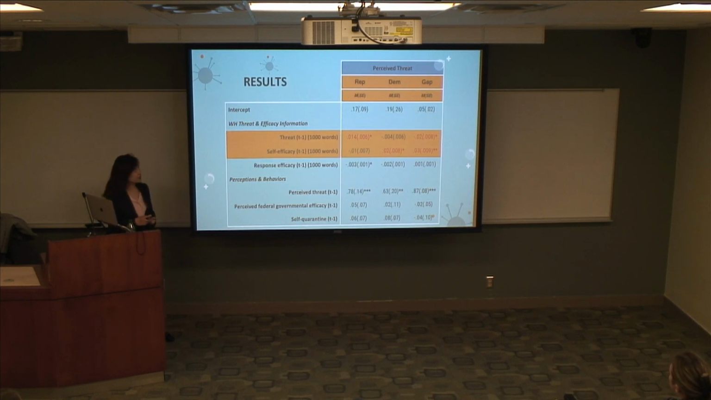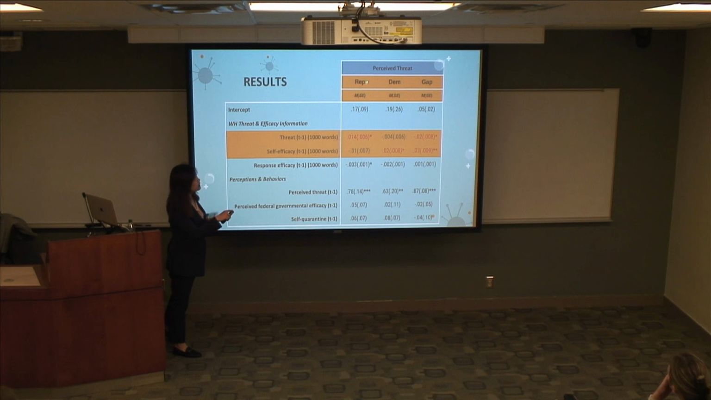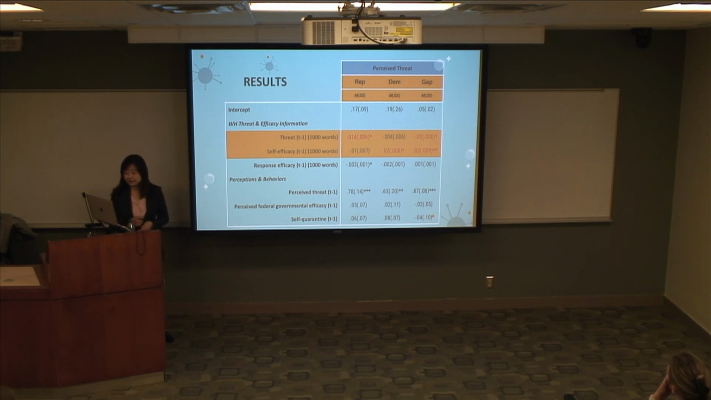Here are the results of the time series models. The dependent variables here are the perceived threat among Republicans, Democrats, and the gap between Republicans and Democrats. All the numbers here are percentages, the percentages of Republicans who perceive some levels of threat. And the independent variables are the message features, as well as some perceptions and behaviors on the previous day.